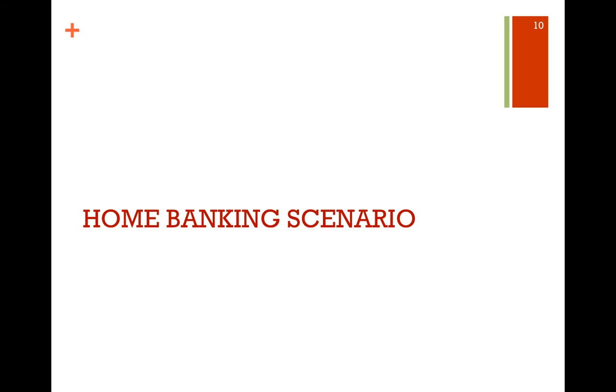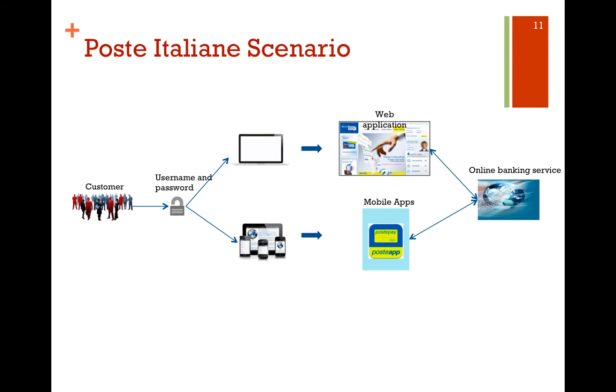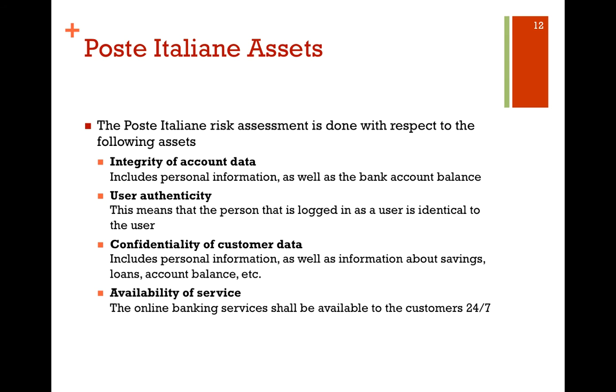Now let's introduce the home banking scenario that we will analyze in the rest of the experiment. The online banking scenario focuses on the online banking services provided by Poste Italiane to their customers. Customers can access their bank account information through the Poste Italiane website or through the Poste Italiane mobile application. Customers can perform operations like checking their balance, checking their credit cards, or topping up their mobile phone.